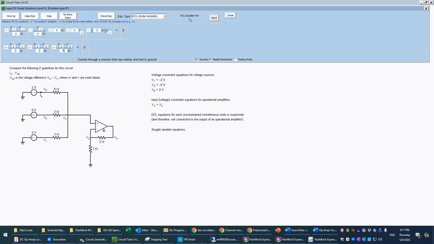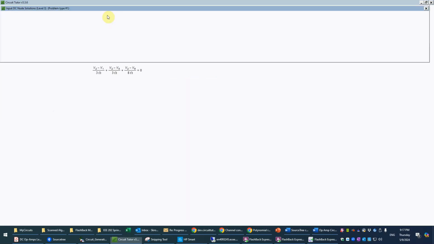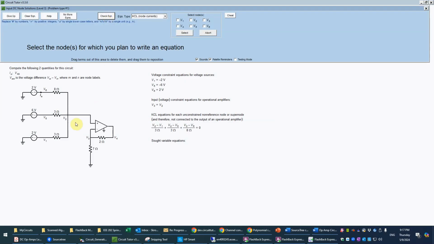And notice I'm using the tab key on the keyboard to go easily between these different boxes, which can speed up the data entry a lot. Okay, so we'll check that equation now. And that is correct.